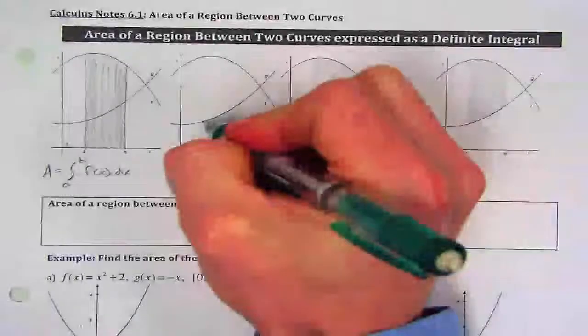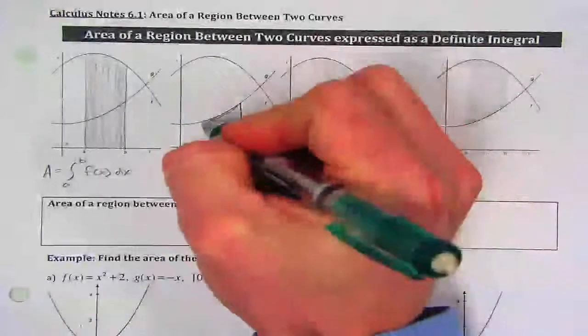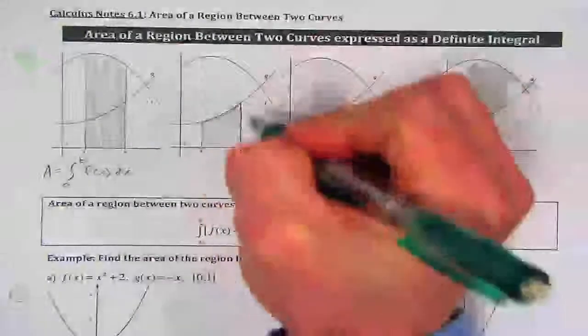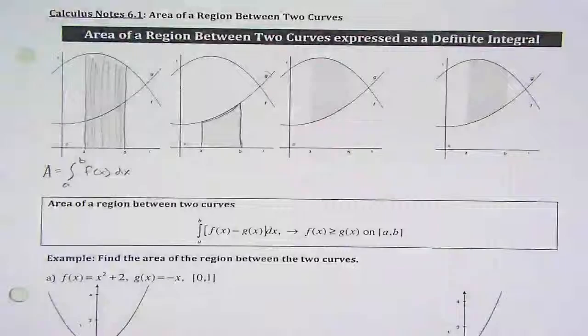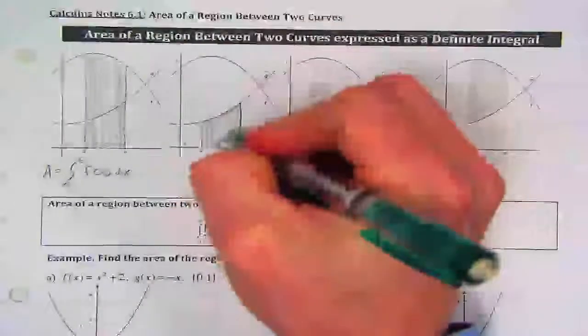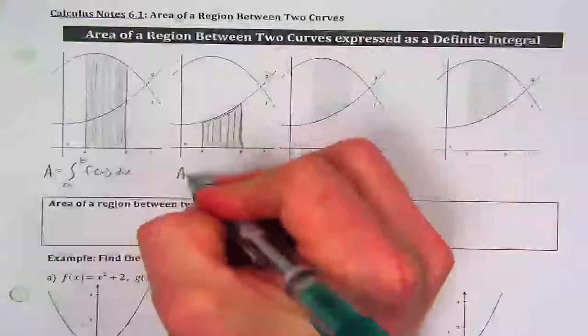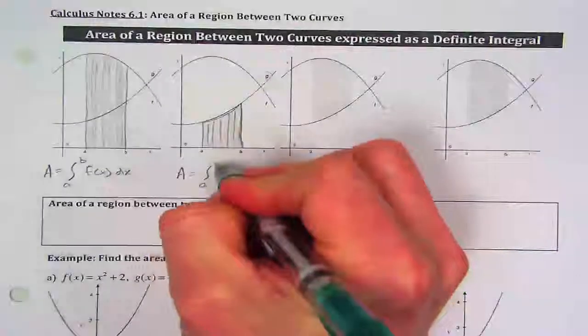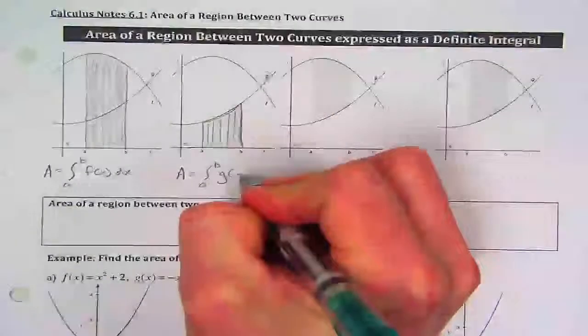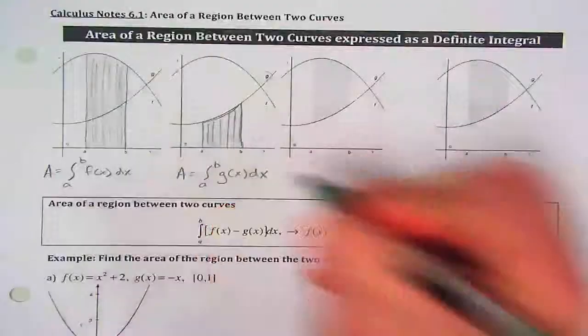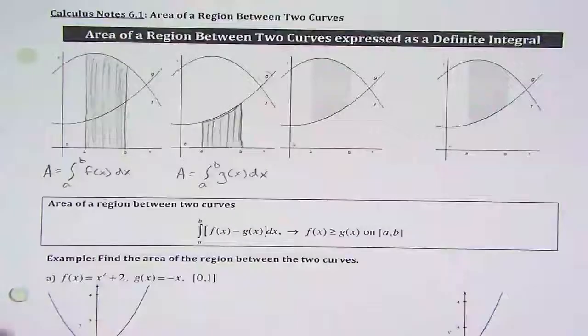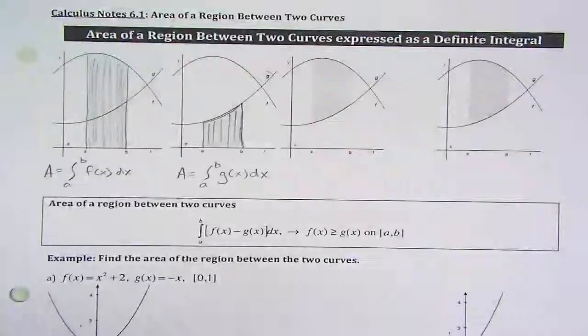Okay. Now in this example, okay, this is our g function here. So how do we express this shaded area? Okay, so that's what we've been doing up until this point.